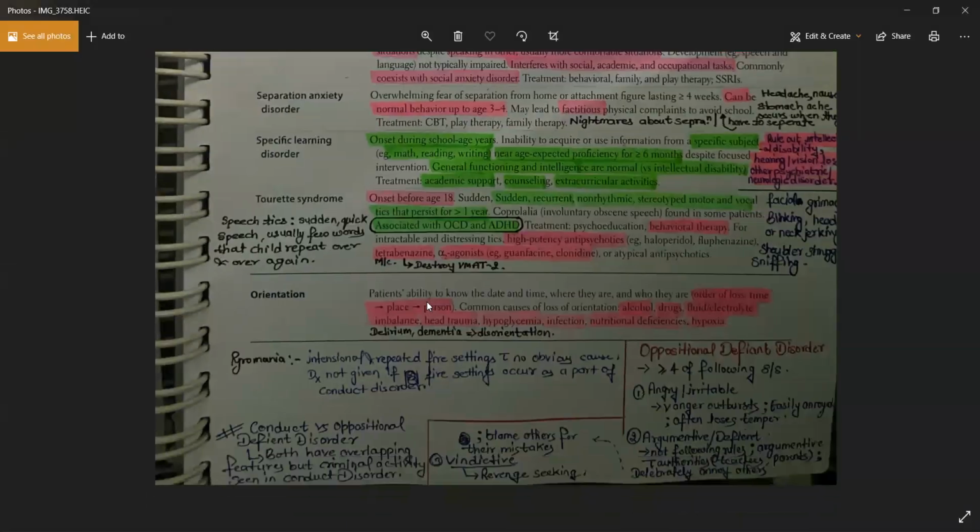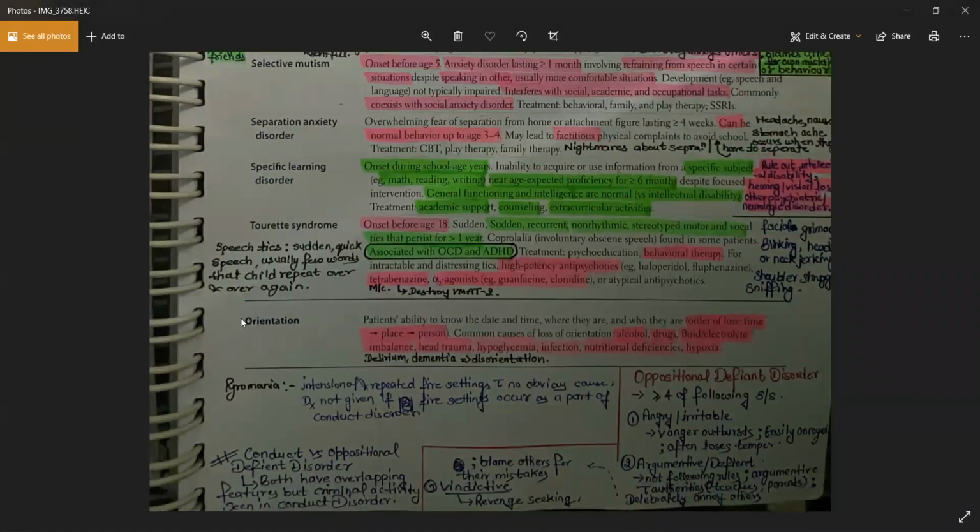Okay, so now let's discuss orientation. When you call a person fully oriented, it means he knows what his name is, he knows the person, he knows the place where he is, and he knows the time. So whenever a person is fully oriented to time, place, and person, you call it a fully oriented person. Disorientation happens whenever they do not know the time, place, or person they are, right?